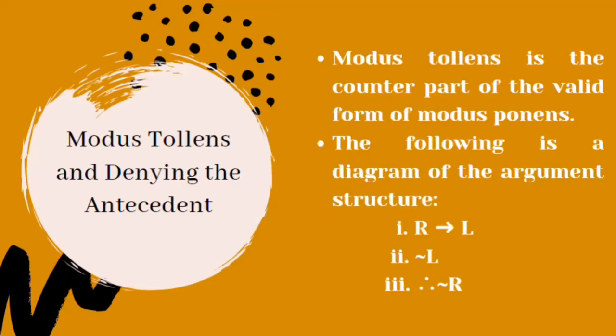Modus tollens and denying the antecedent. Modus tollens is the counterpart of the valid form of modus ponens. The following is a diagram of the argument structure. Premise 1, if R, then L. Premise 2, not L. Conclusion, therefore not R.